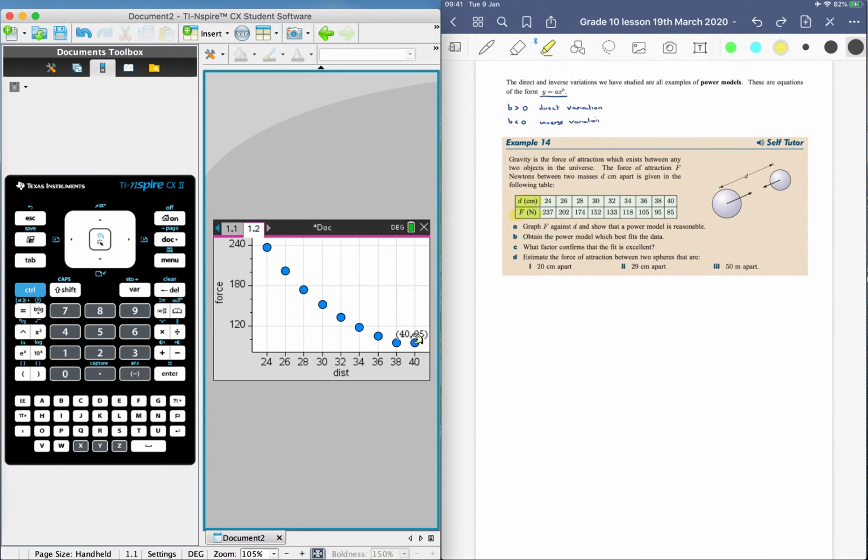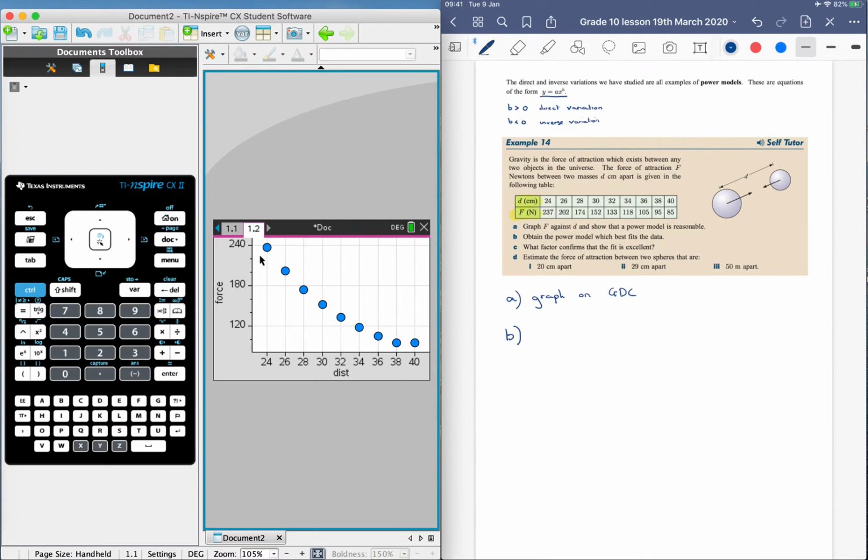So let's go on to B. And B says to obtain the power model which best fits this data. Okay, so A, I'm going to write that I've graphed on the GDC, and I might choose to see if I can insert that if I was working on a Google Doc, perhaps make a screenshot of that. But what we're interested really is being able to do this part B.